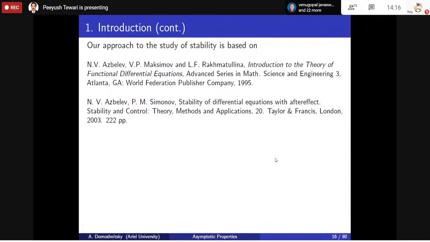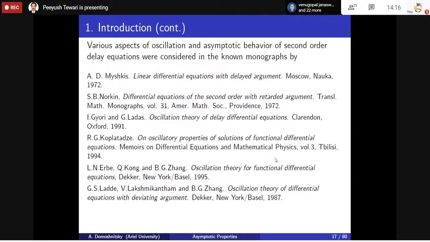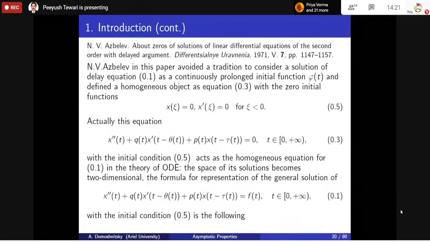Next, please. Okay, various aspects of oscillation and asymptotic behavior of second order delay equations were considered in the known monographs. Now, of course, of Myshkis, of course, Norkin, the Hungarian mathematician Gyori, and the American mathematician Ladas, Koplatadze from Georgia, an American mathematician in India, and Chinese mathematicians, with initial function phi. Next, please.